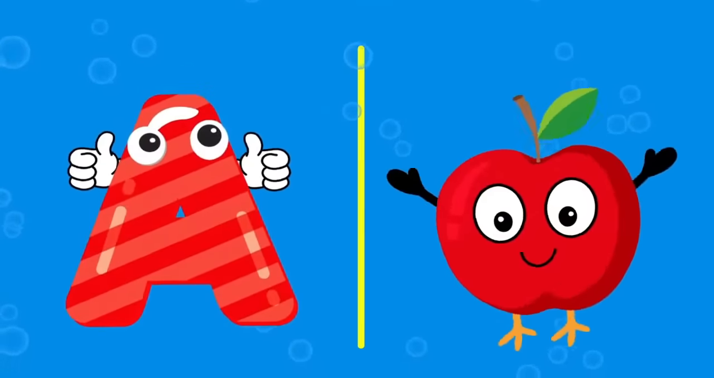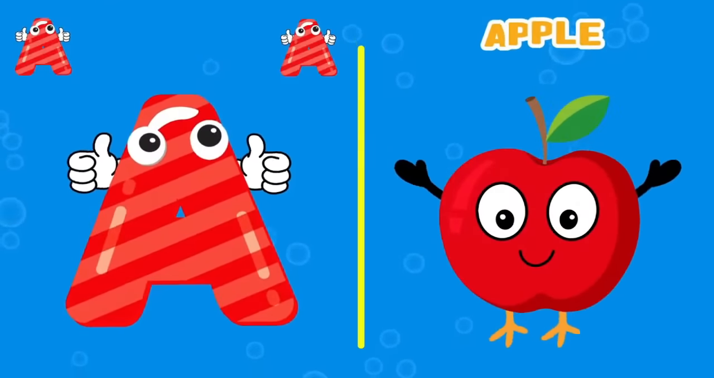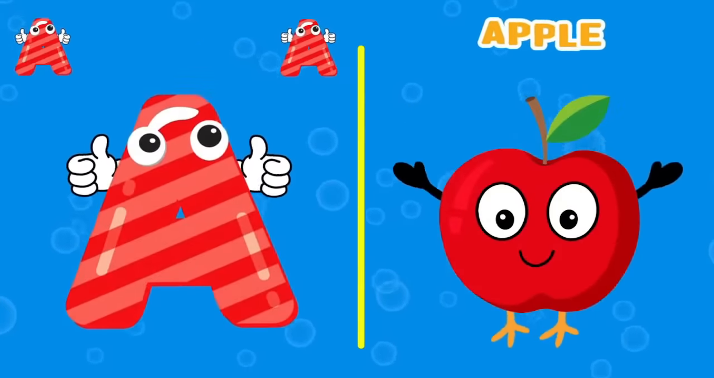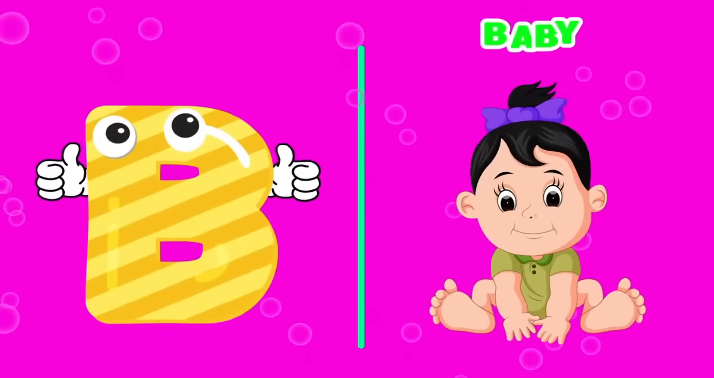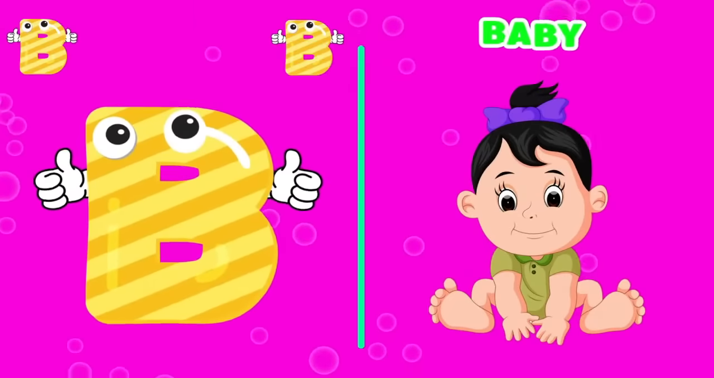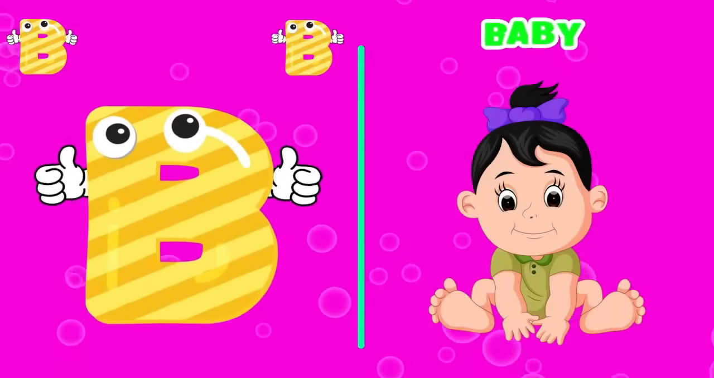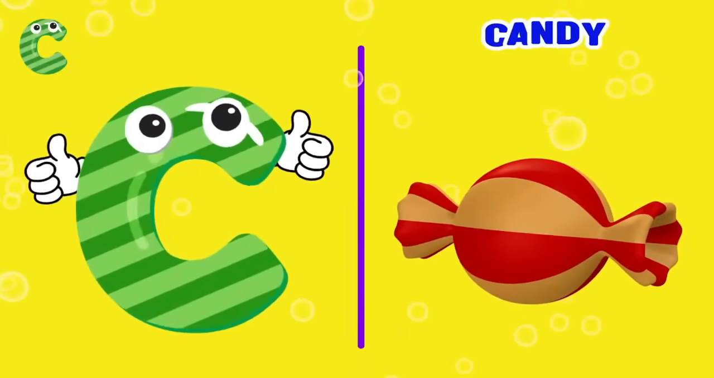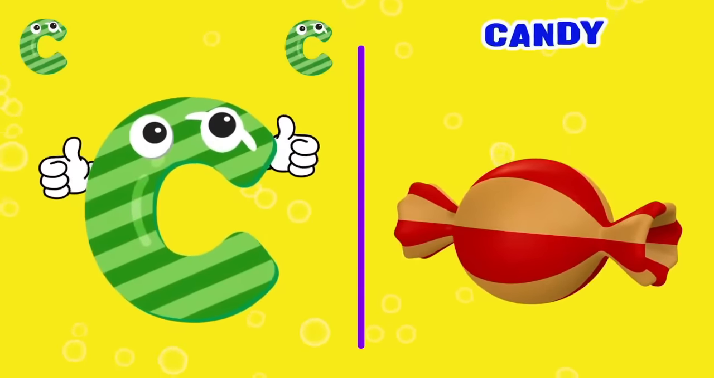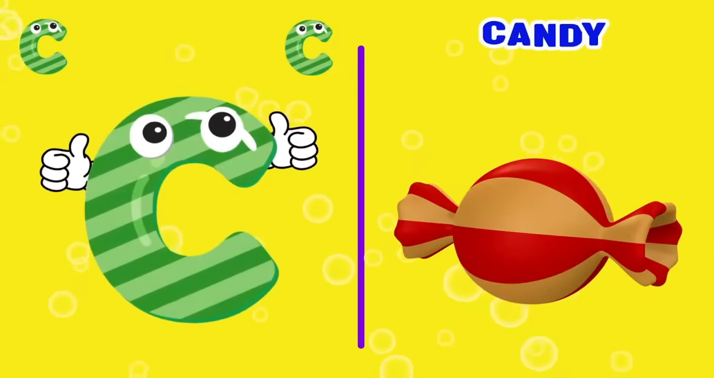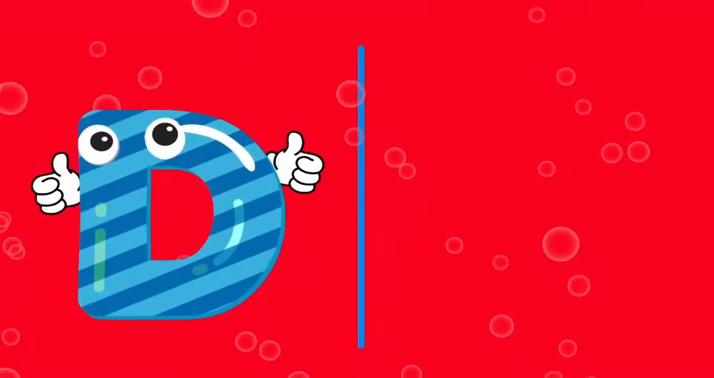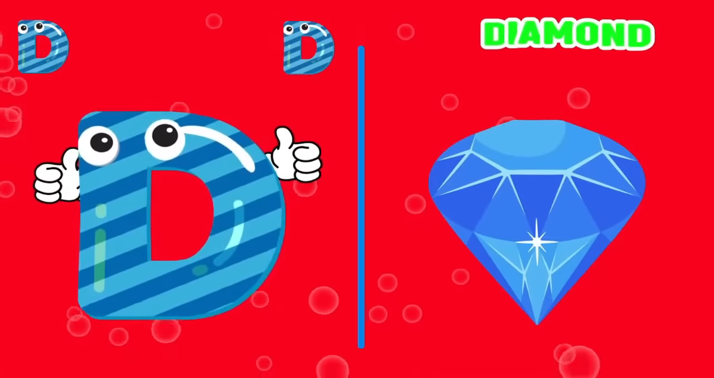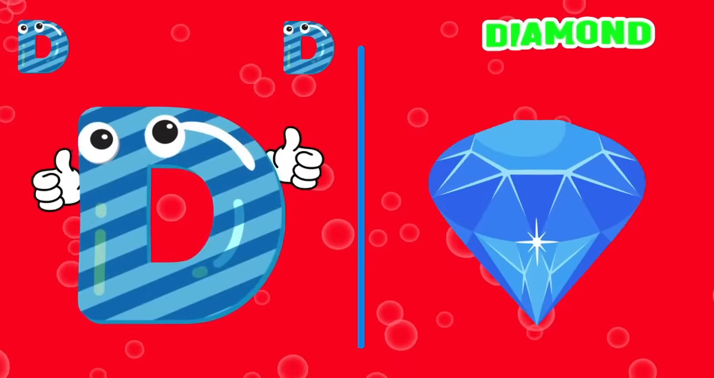A is for apple. A, A, apple. A, A, apple. A, apple. B is for baby. B, B, baby. B, B, baby. B, baby. C is for candy. for diamond. D, d, diamond. D, d, diamond. D, diamond.